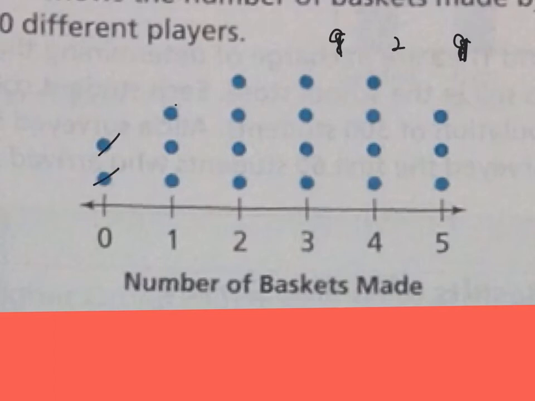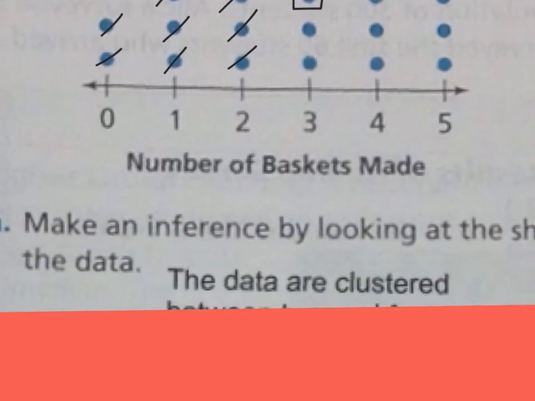So 1, 2, 3, 4, 5, 6, 7, 8, 9. So either those 2 or the bottom 2. It doesn't matter whether you start at the top or the bottom. Both middle numbers are going to be 3. So if you average out 3 and 3, you get 3. So the median here would be 3.